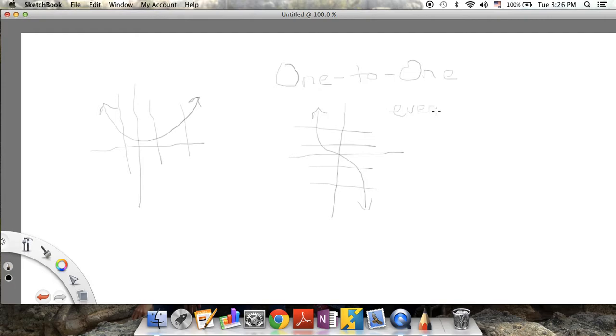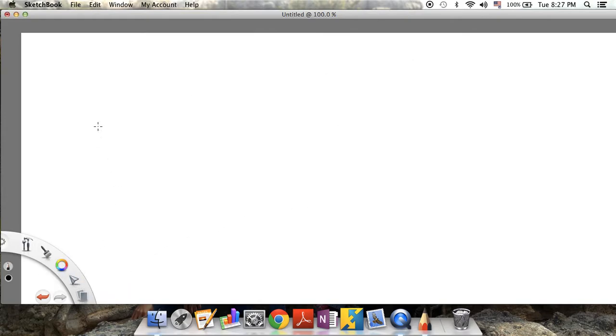What this means is every x value only has one function value. It passes the horizontal line test. This section's a lot of definitions, so we're just going to cover those really quick here.